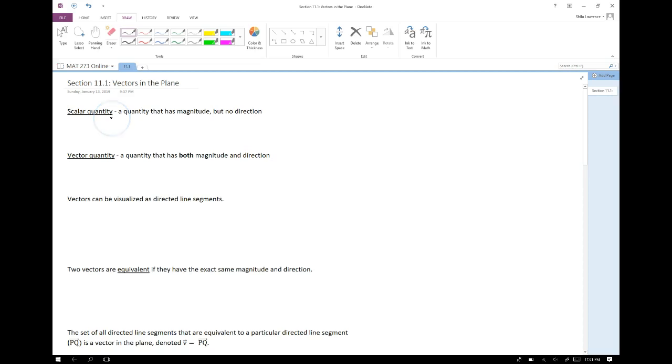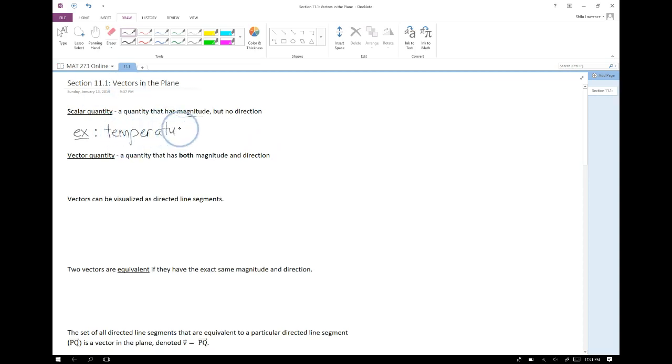And scalar quantities are most likely what you've been using in all of your math classes up until this point. A scalar quantity is a quantity that has magnitude but no direction, and the magnitude we represent by a number. So anything that you can measure or calculate that will have a number answer will be a magnitude or a scalar. A couple of examples of this are temperature.